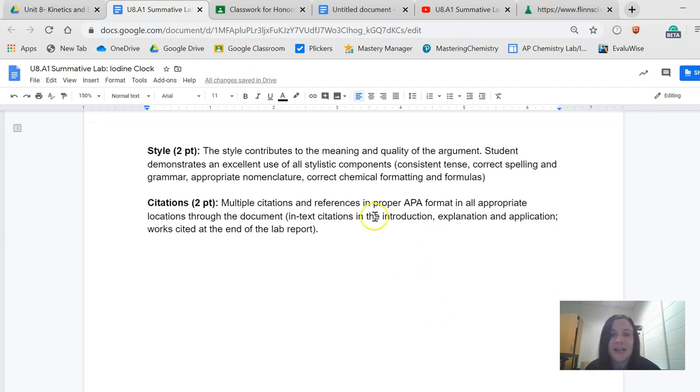And then citations. We already talked about using in-text citations. There is no application for this lab, which is nice. But if you research anything for the explanation section, make sure you have an in-text citation for it, and then we need a works cited at the very end of the lab report.